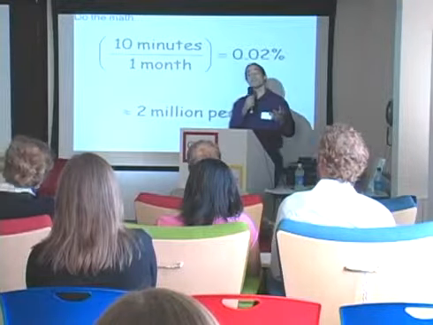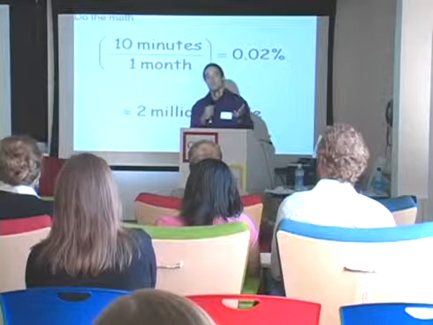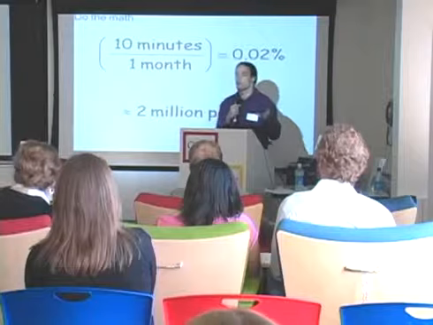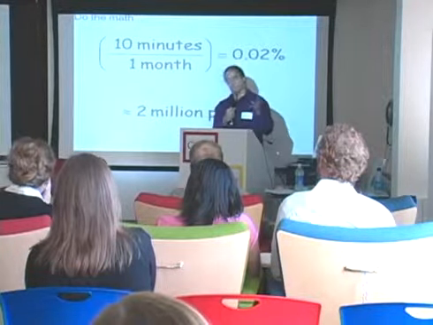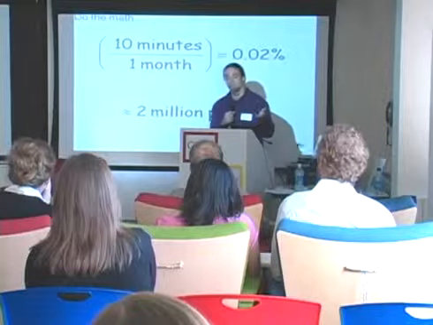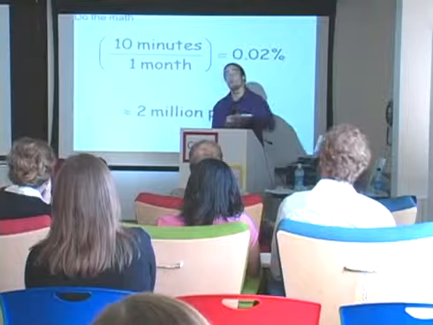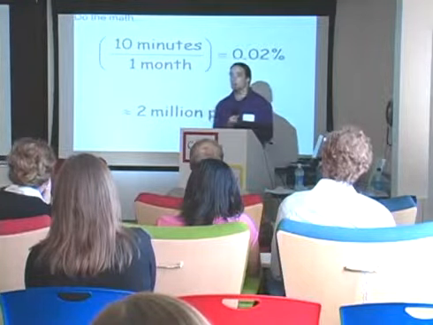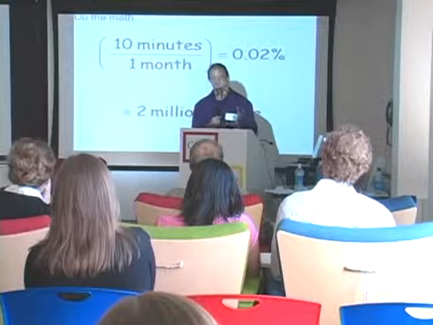So if you take 10 minutes and divide that into a month, get your units to cancel, you'll find out that people are roughly having sex 0.02% of the time. Or put another way, the probability that any of you in this room are having sex at this instant is about 0.02%. So if I take that fraction and multiply that by the 6.7 billion people that inhabit the Earth, you'll find that about 2 million people are having sex at any given instant on the planet.